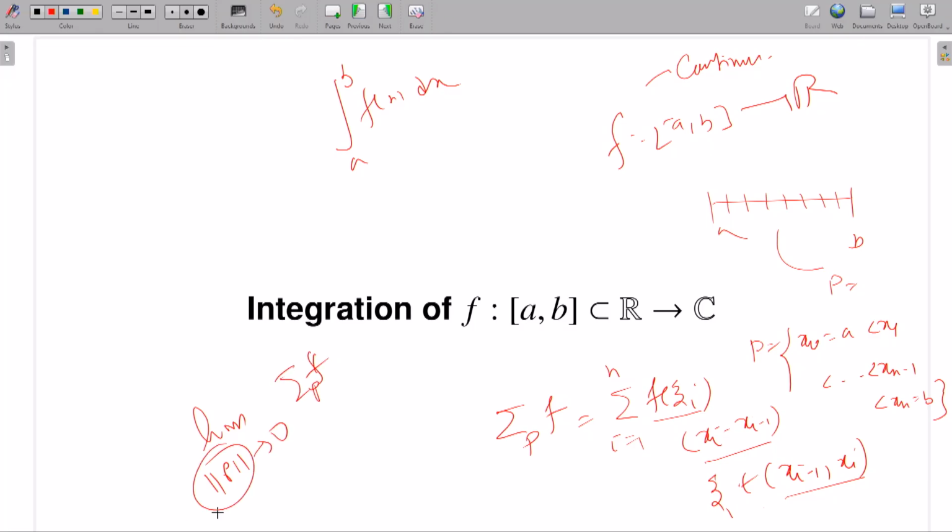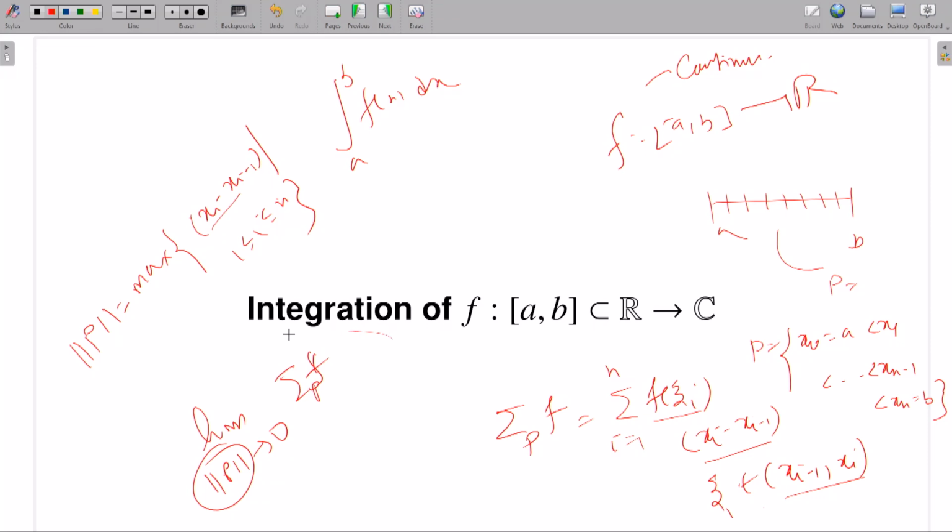Then what is the meaning of the norm of P? The norm of P is nothing but the maximum of the lengths of the intervals, that is x_i minus x_(i-1), for 1 less than or equal to i less than or equal to n. Okay? So this is the norm of the partition. So if the norm of the partition goes to 0, that means I am putting more and more points in the partition. That means the length of the intervals of the partition becomes very small.